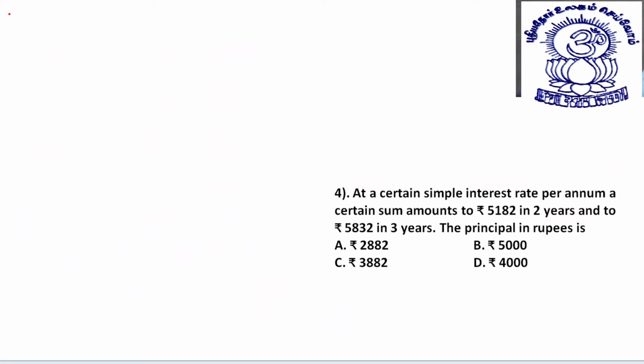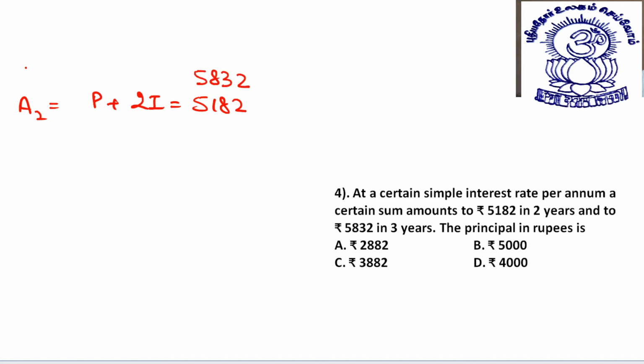At a certain interest rate per annum, a certain sum amounts to 5182 in 2 years. Okay, so that way I can say the amount after 2 years will be P plus 2i. That is given to me as 5182, and to 5832.